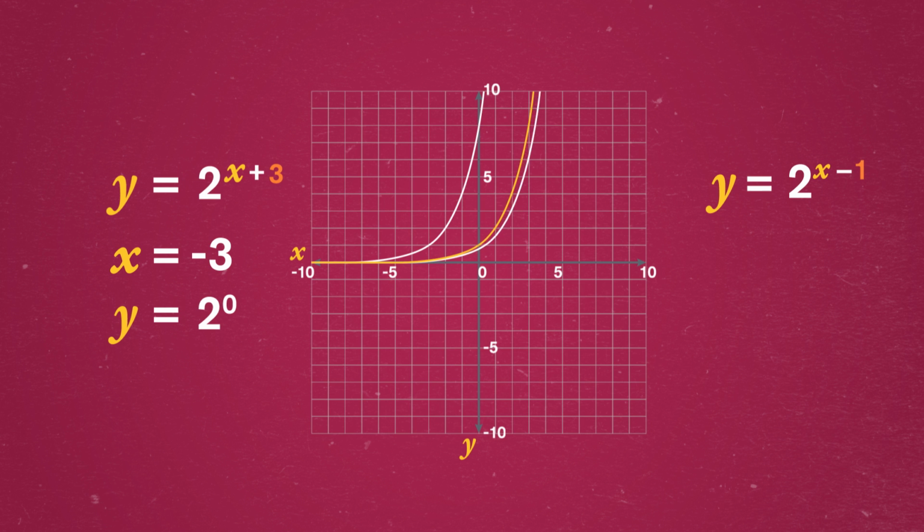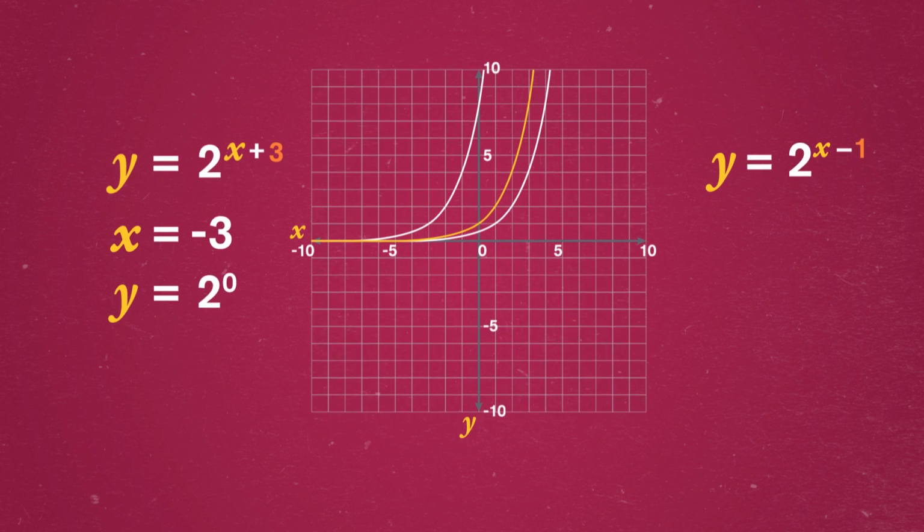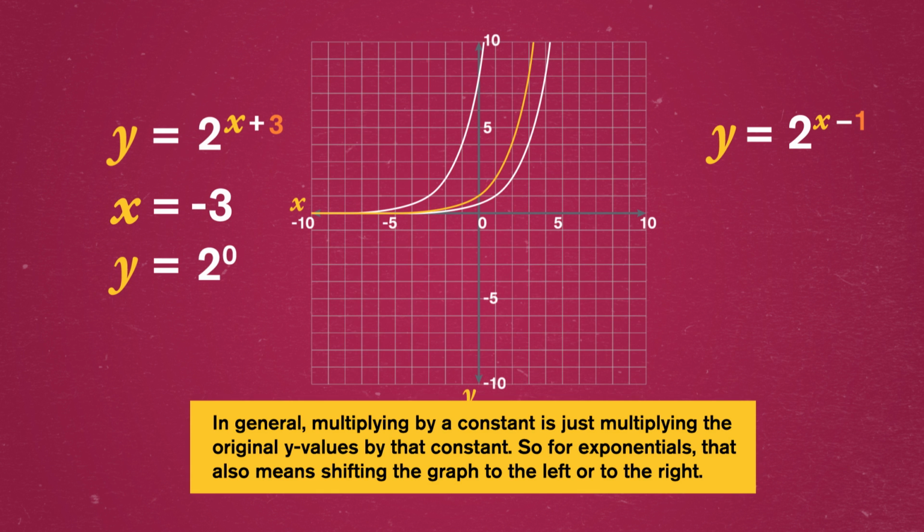And the graph shifts the other way so that all the x equals 0 action is now happening at x equals 1. But again, the shape is still the same. In general, multiplying by a constant is just multiplying the original y values by that constant. So for exponentials, that also means shifting the graph to the left or to the right.